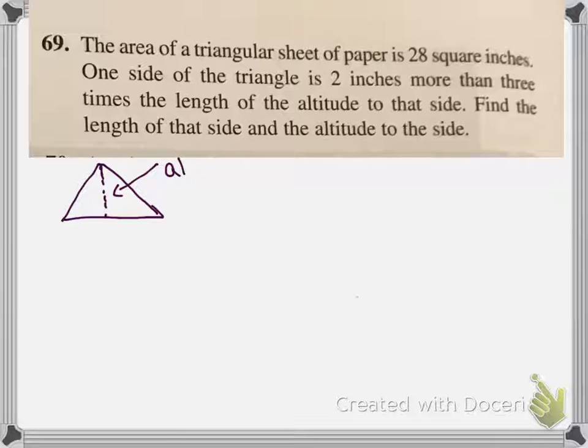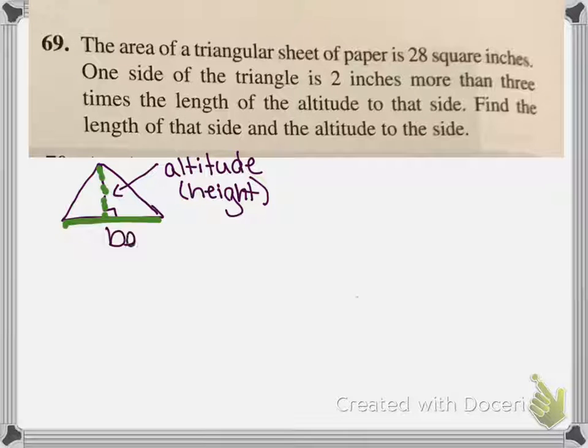This is my altitude right here. Okay, it meets a side at a 90-degree angle. So we're talking about this dotted line, and we are talking about this side right here. The altitude is also the height of the triangle. This length right here is the base of the triangle.